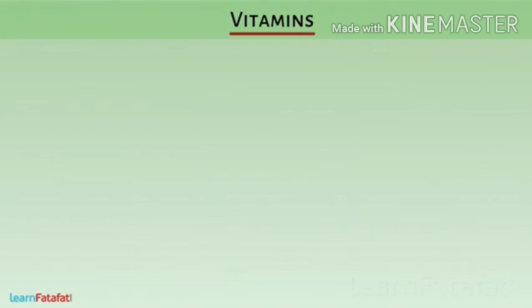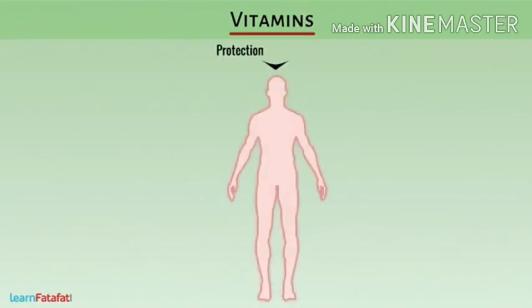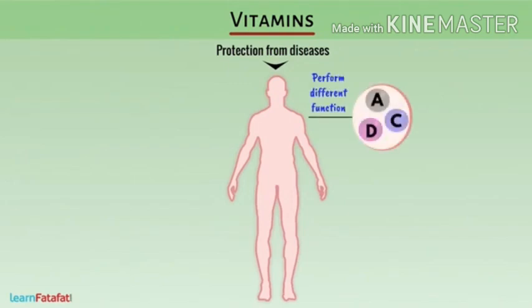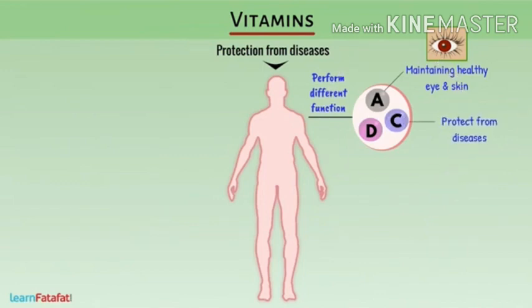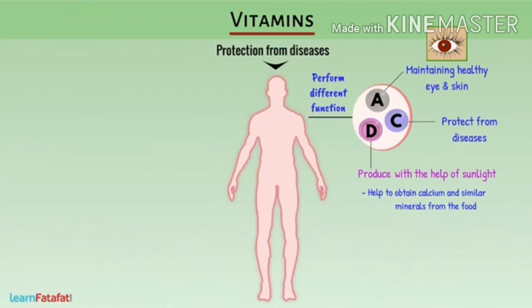Vitamins. These are needed for protection of the body from diseases. They also perform different functions in our body. For example, vitamin E is important for maintaining healthy eyes and skin. Vitamin C helps to protect the body from diseases. Vitamin D: the body produces vitamin D with the help of sunlight. This helps the body obtain calcium and similar minerals from the food. These are essential for the growth and maintenance of the teeth and bones.